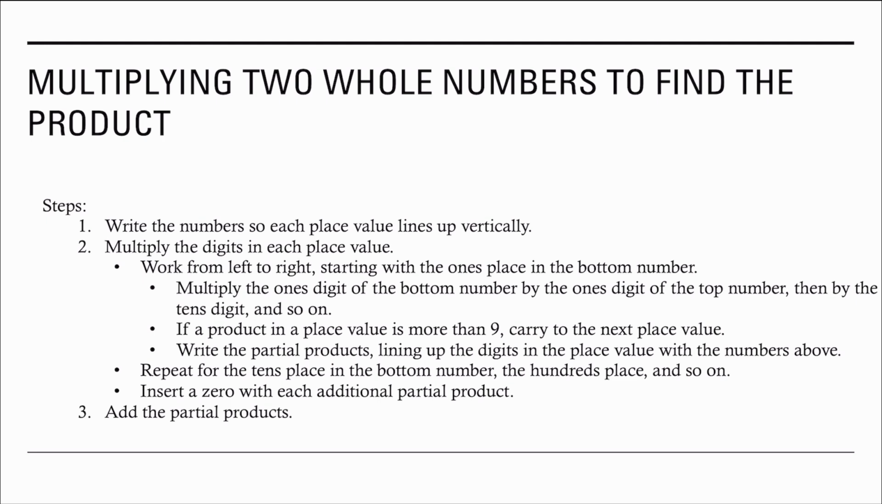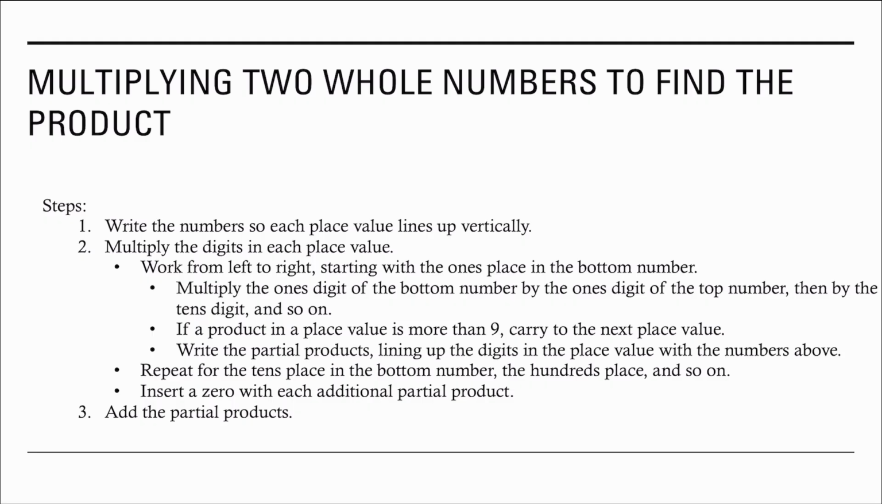So what are the steps? Well, step 1 is to write the numbers so each place value lines up vertically. This should feel pretty familiar from addition and subtraction. It's the same concept. Then we want to multiply the digit in each place value. We work from right to left, starting with the ones place in the bottom number. We want to multiply the ones digit of the bottom number by the ones digit of the top number, then by the tens digit, and so on. If a product in a place value is more than 9, we carry to the next place value. That should also feel very similar to addition, remembering that this is repeated addition.